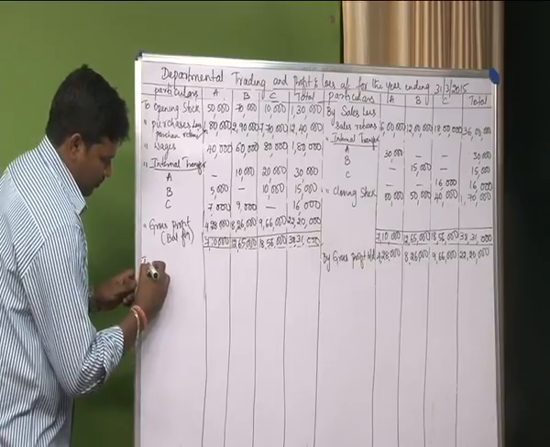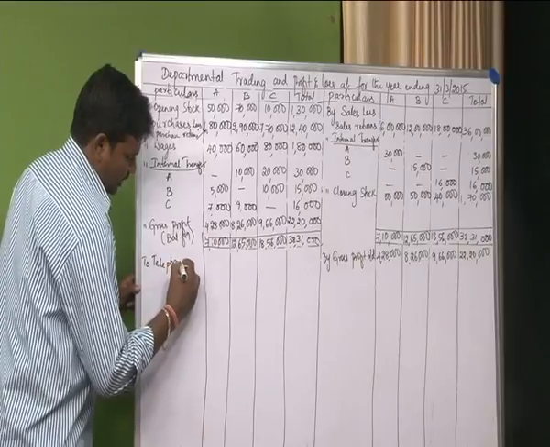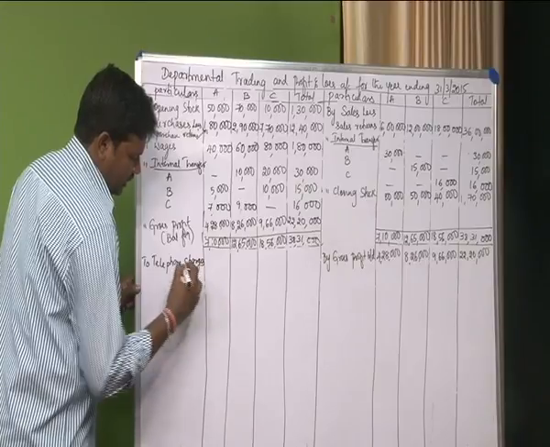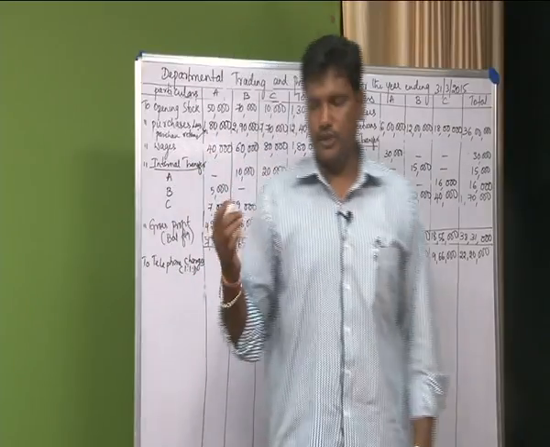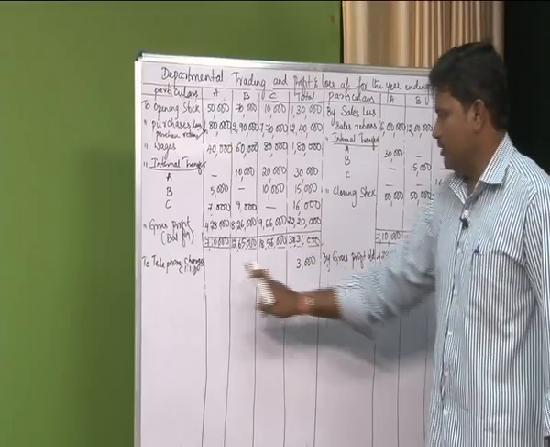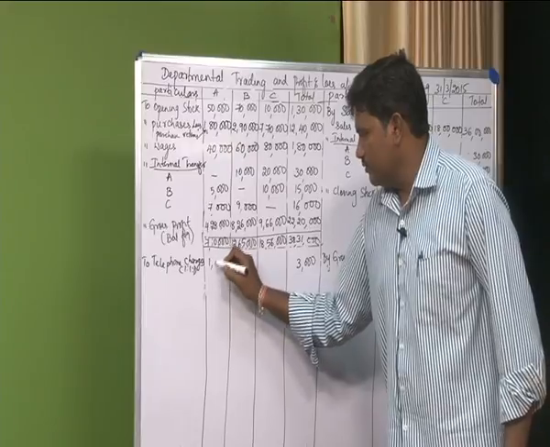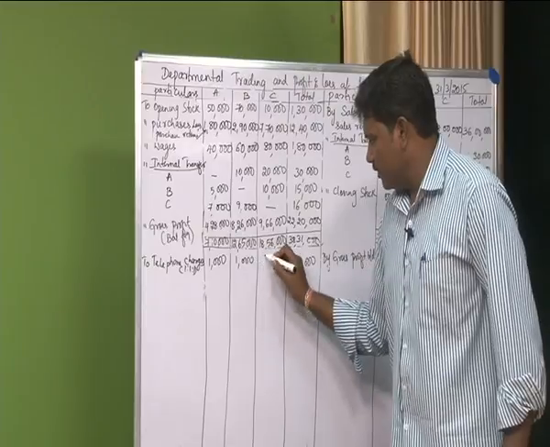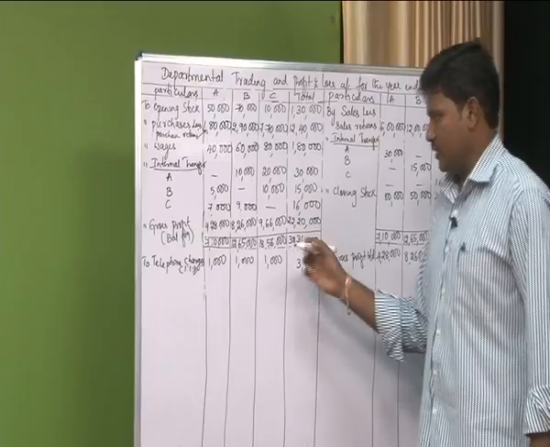Telephone charges. Telephone charges should be allocated equally among the 3 departments, so it is 1:1:1. The amount is 3,000. As I told you, this 3,000 will be allocated to 3 departments. 3,000 into 1/3 is 1,000. 3,000 into 1/3, again it is 1,000, for all the 3, 1/3, 1/3, 1/3. So 3,000 is allocated.